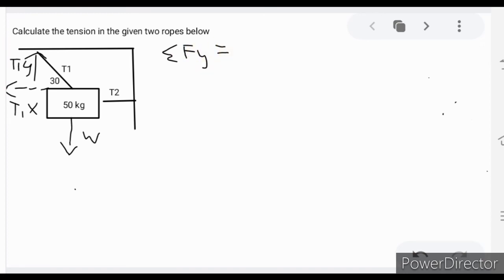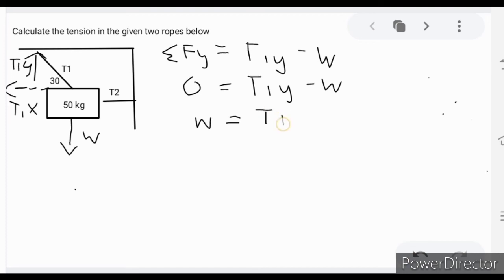So we have the summation of F along Y, which includes Ty sub 1 and another value in the Y ordinate, the negative W. Since the object is at rest, the summation of force is 0. Then we have Ty sub 1 minus W. Therefore, when we isolate the equation, weight is equal to Ty sub 1.